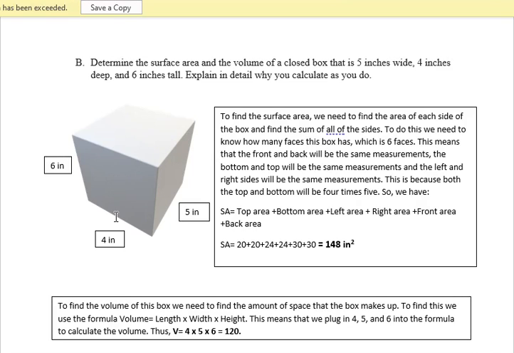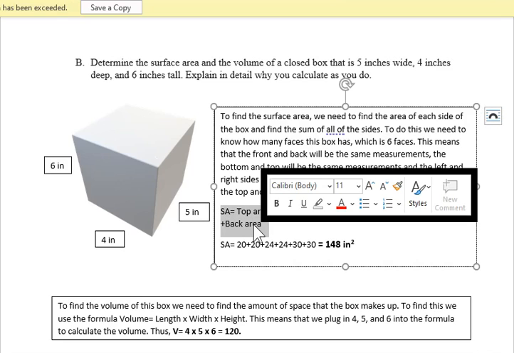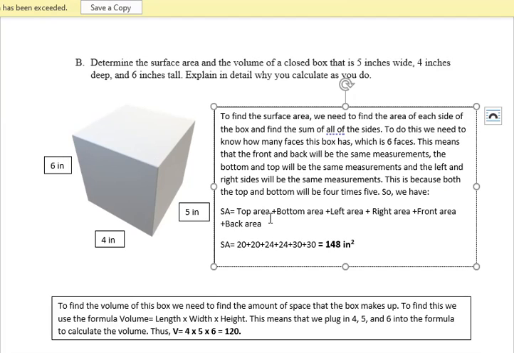And we know that the top and the bottom are going to have the same 4 by 5. We know that the front and the back are going to have the same 6 by 4. And we know that the left and right sides are going to be the same 6 by 5. So surface area, you need to find all the area of each face and add them together. Find the sum of each face. So here I've written out surface area equals the top area plus the bottom area plus left area plus right area plus front area plus back area.